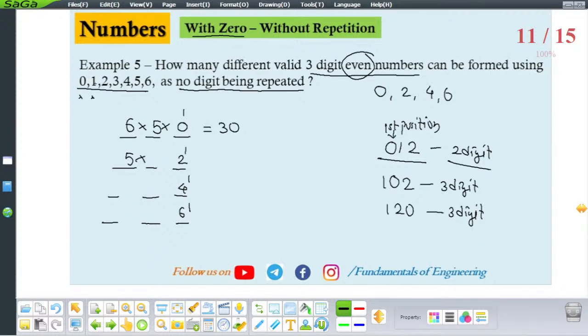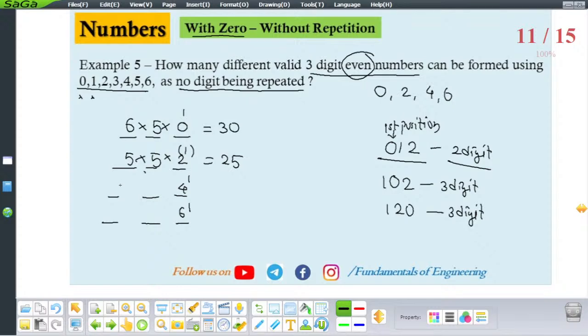Now we can use the 0 at the second position. Among these 7 digits, 2 we have used, so the remaining are 5. So 5 into 5 into 1, that gives 25. The same can be used for the unit digits 4 and 6.